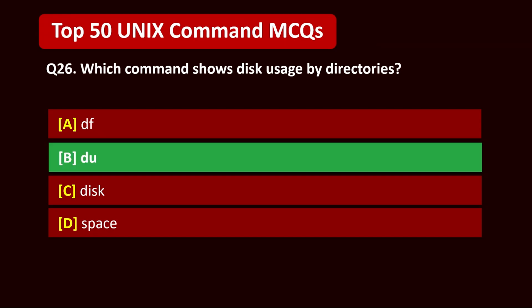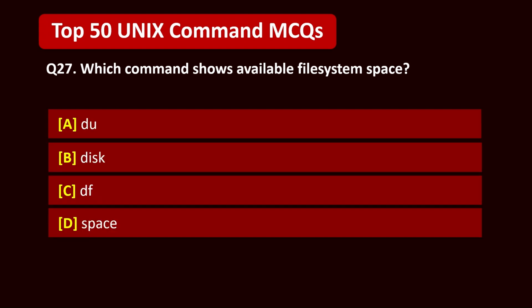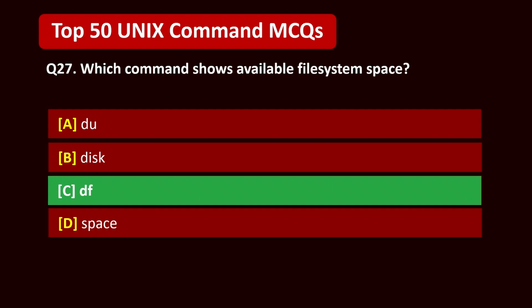Correct answer is B. du. Question 27. Which command shows available file system space? A. du, B. disk, C. df, D. space. Correct answer is C. df.